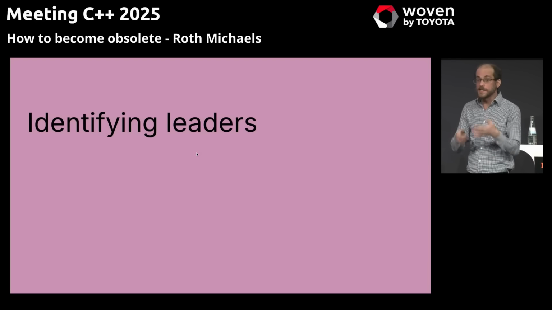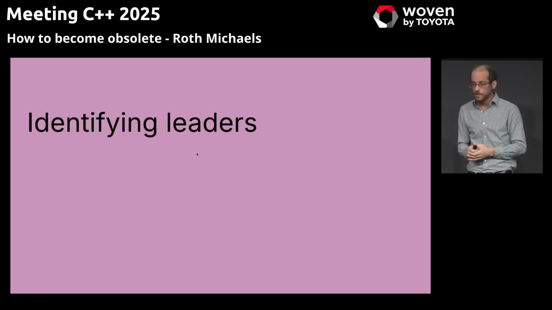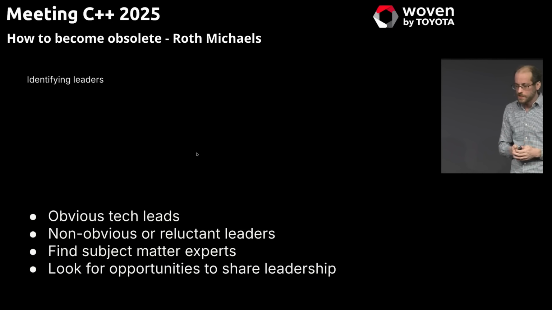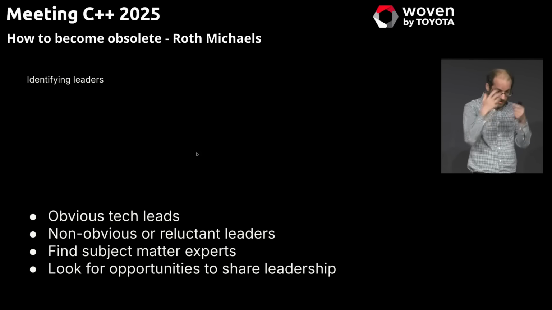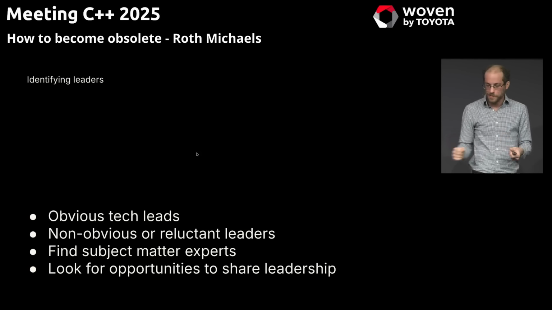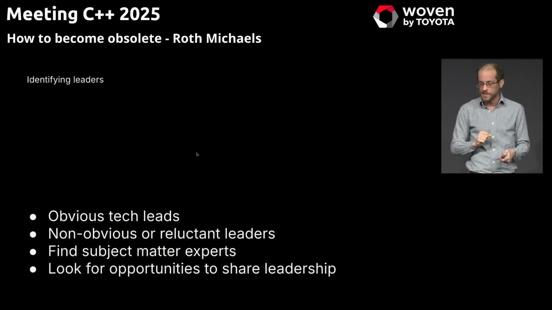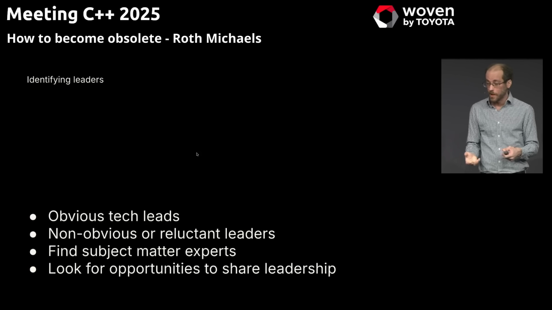And a big part of this is identifying leaders or potential new leaders, and finding where they are within your team. So there are some people that might be obvious tech leads, where you can tell they talk a lot in meetings, they have a lot of strong technical opinions, and they're the ones you see when a new team lead is necessary. Oh yeah, this is the one the manager is going to point at. But there are also non-obvious and reluctant leaders as well.